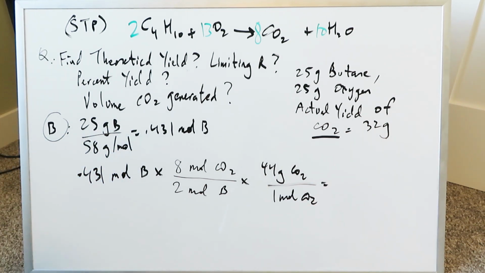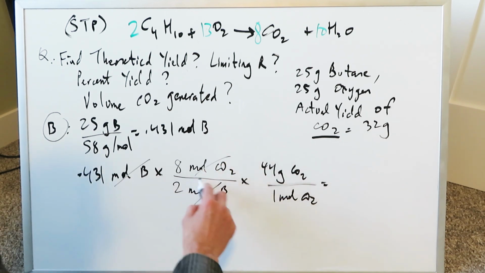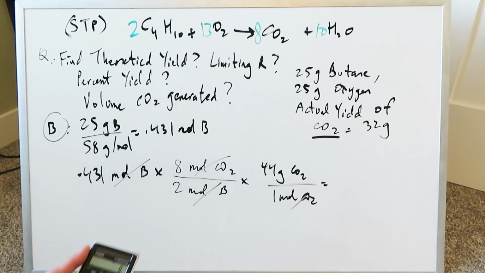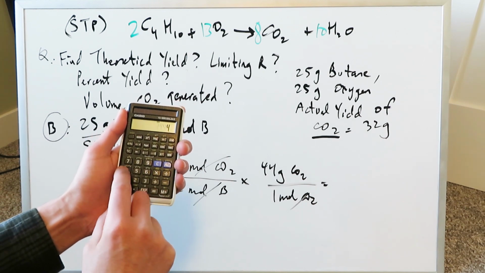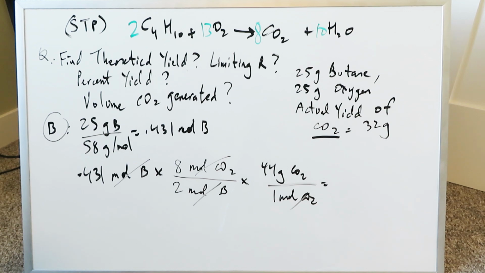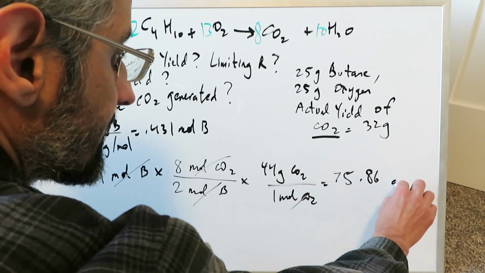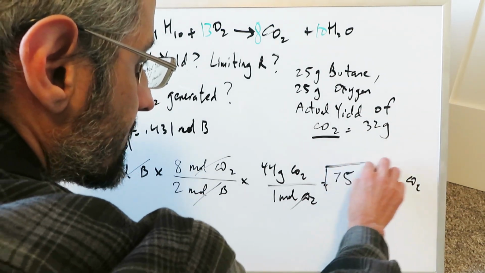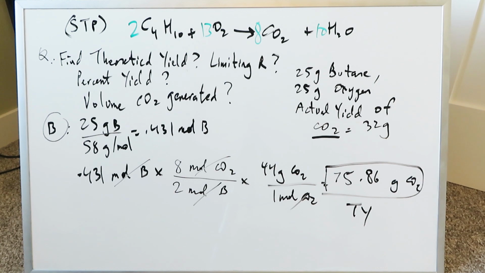Now look at these numbers and the units and see how things will cancel out. Mole butane, mole butane, mole CO2, mole CO2. You'll multiply these numbers on the top, divide them by 2, and that'll give you your grams carbon dioxide produced. 0.431 times 8 times 44 divided by 2, I'm getting 75.856 grams. 75.86 grams CO2. That is going to be my theoretical yield. Theoretical yield here being measured in grams.